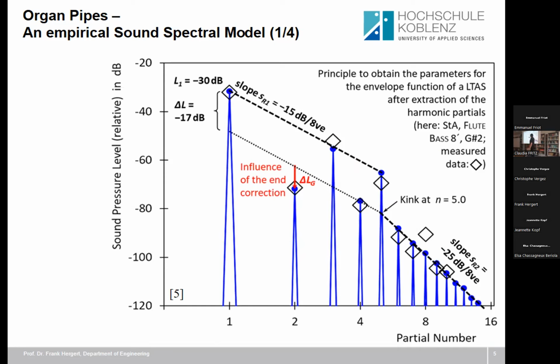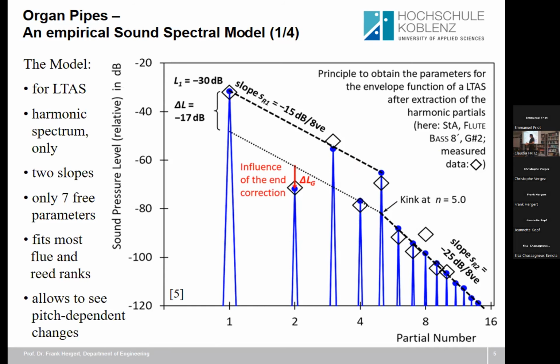And then you see the spectrum decreases in general, and there are 2 slopes typically. One slope is this, second slope is here. And if we have stopped pipes, we see a jump between even and odd harmonics. And this represents an open flute. And in principle, if I use a very simple empirical model to fit this, I can cope with only 7 free parameters to adjust such a spectrum.